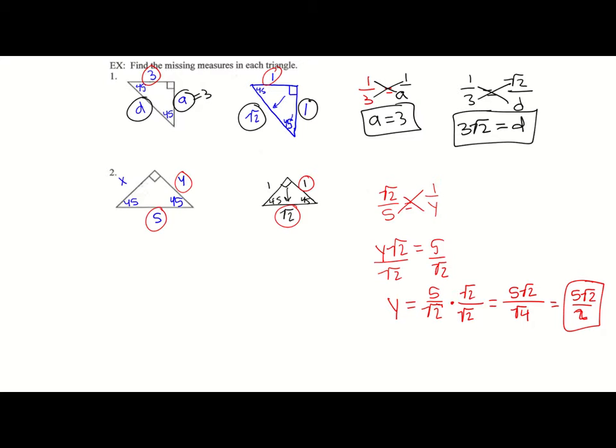And when we do the same thing for x, we're going to set up a similar proportion. So you can do the same thing to solve for x.